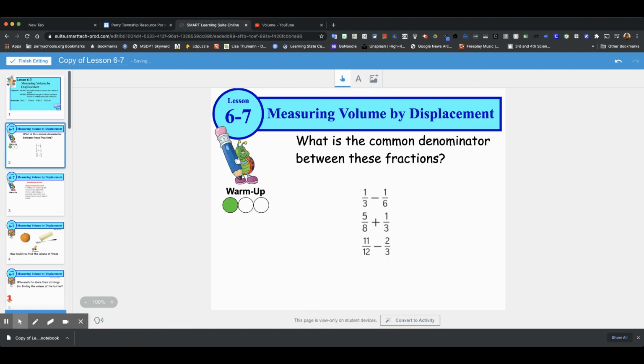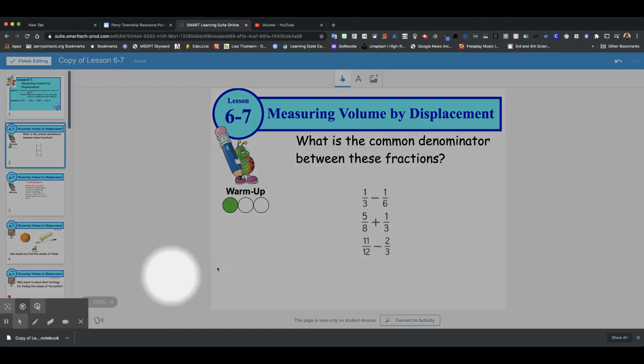What is a common denominator between these factors? So let's take them one at a time. If we take a look, that didn't work for me. There we go. 1/3 minus 1/6. So we've got the denominator of 3 and 6. Then for the second one, we've got 5/8 plus 1/3. So the denominators of 8 and 3. And then we have 11/12 minus 2/3. So denominators of 12 and 3.